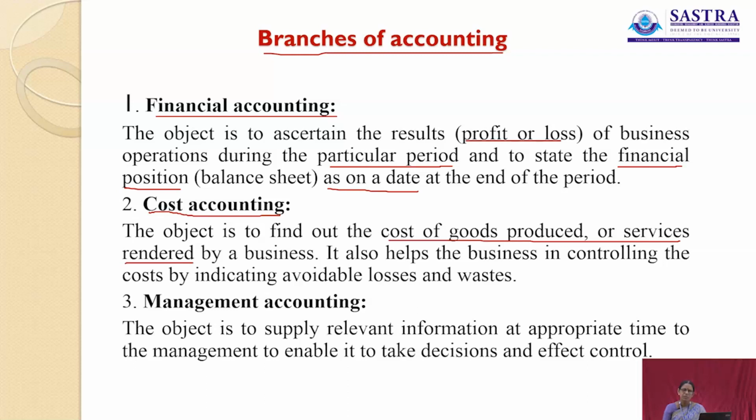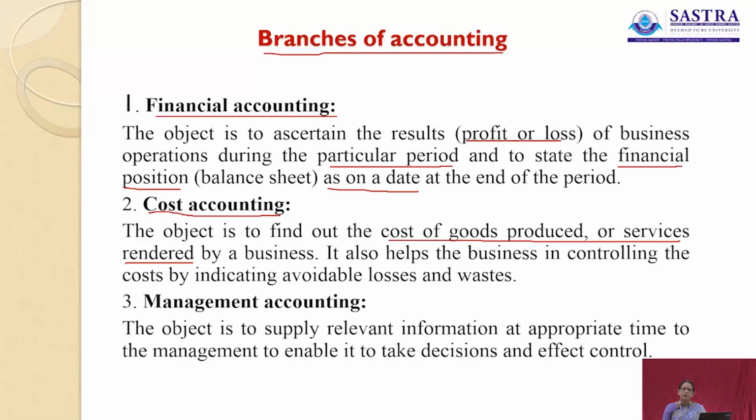It also helps the business in controlling the cost by indicating avoidable losses and wastages. Now, cost accounting is said to be cost ascertainment, cost control and cost computation. The main item is to ascertain the cost. What are the total costs that have been incurred in terms of material, in terms of labor, and in terms of other expenses. All these costs are computed, and we say how these costs can be controlled. When the cost is controlled, we identify the areas in which the losses and the wastages can be controlled.